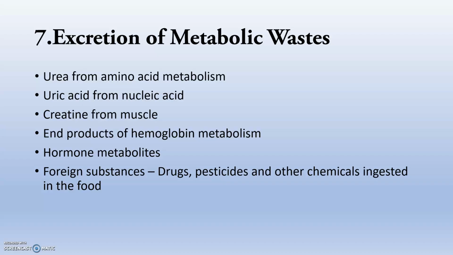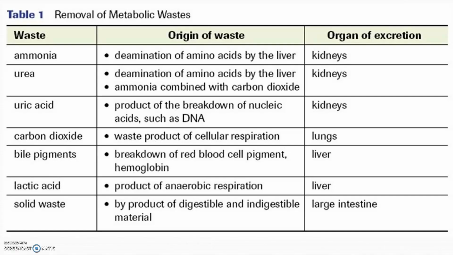Next is the excretion of metabolic waste. That is urea from amino acid metabolism, uric acid from nucleic acid, creatine from muscles. End products of hemoglobin metabolism, hormone metabolites, foreign substances, all are removed as metabolic waste products. So these are the removal of metabolic waste products. You can see all those.